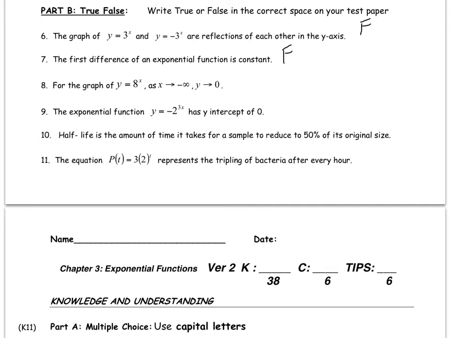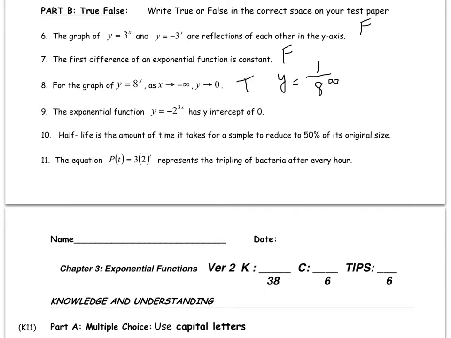Question number 8 says for the exponential function y equals 8 exponent x, when x goes to negative infinity, y goes to 0. When x goes to negative infinity, y becomes 8 exponent negative infinity, which is the same as y is equal to 1 over 8 exponent infinity. 8 exponent infinity is infinity, and 1 over infinity is going to be 0, so this is true. As x goes to negative infinity, y goes to 0, so this is true.